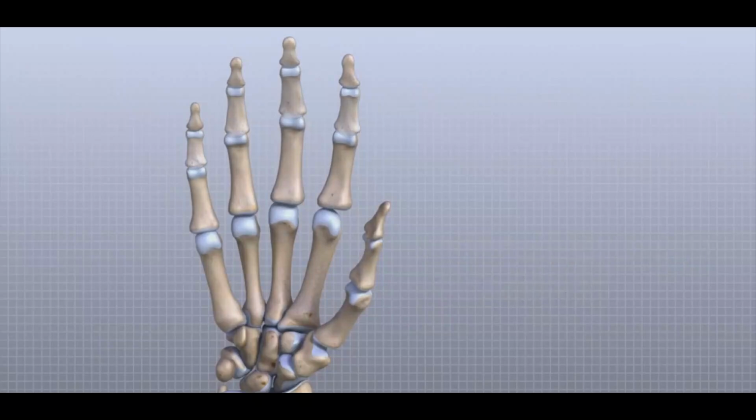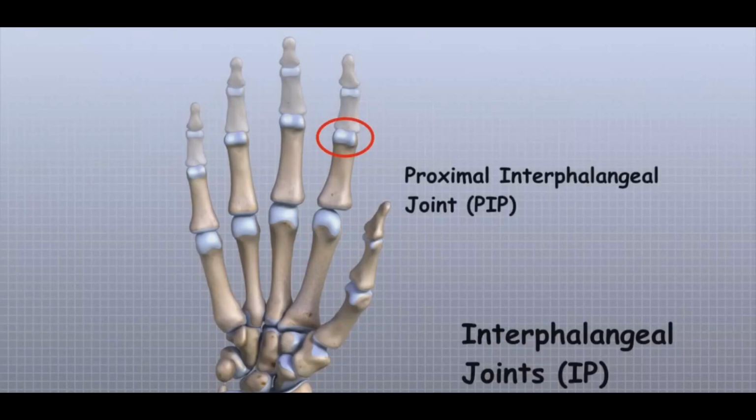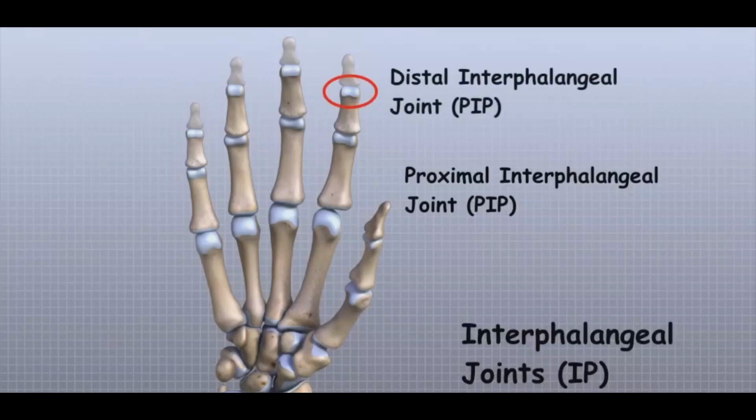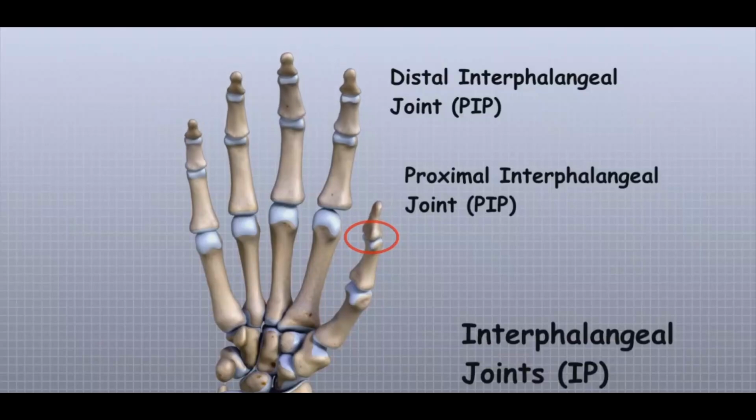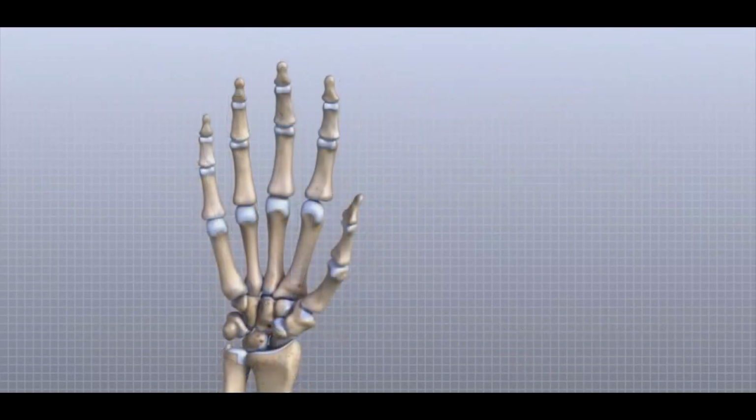The 3 phalanges in each finger are separated by 2 joints, called interphalangeal joints, or IP joints. The one closest to the MCP joint is called the proximal IP joint, or the PIP joint. The joint near the end of the finger is called the distal IP joint, or DIP joint. The thumb only has 1 IP joint between the 2 thumb phalanges. The IP joints of the digits also work like hinges when you bend and straighten your fingers and thumb.